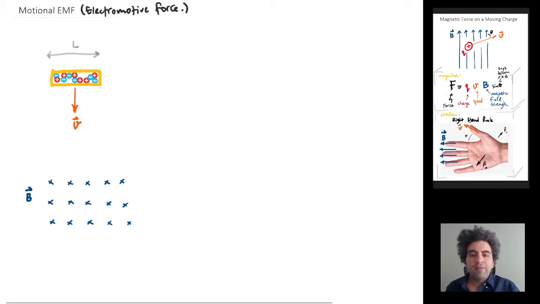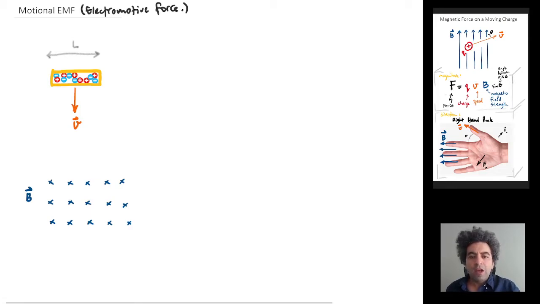If you remember, that's given by the right-hand rule that says put your thumb along the direction of the velocity, put the rest of your digits along the direction of the magnetic field lines, and then out of the palm of your right hand, there will be the force on a positive particle, and out of the back of your right hand, there will be a force on a negative particle.